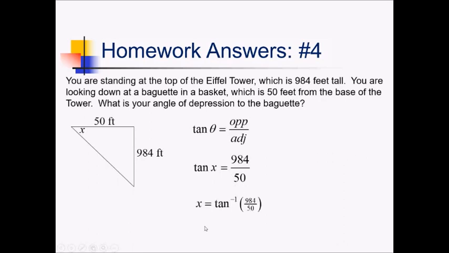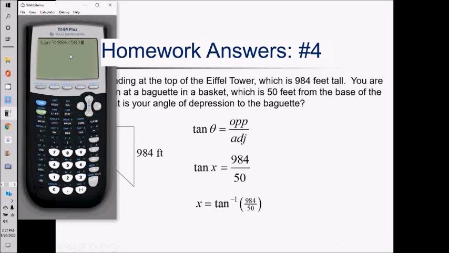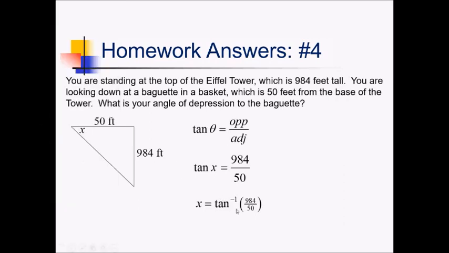We're going to go ahead and do that now on the calculator. So on the calculator, to get inverse tan, again, we have to do second tangent, and then 984 over 50 inside. That gives us 87.1 if we round off to the nearest tenth, and that's going to be in degrees.